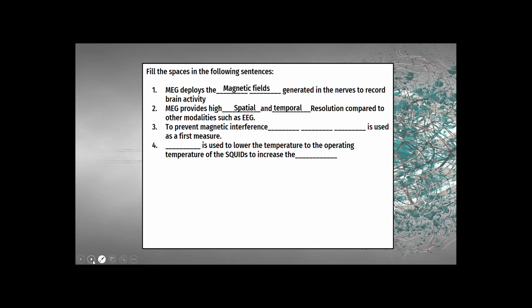To prevent magnetic interference, blank is used as a first measure. Now we said that to prevent the interference from the magnetic fields that naturally exist in the environment, we first place the magnetoencephalography in a magnetically shielded room. So to prevent magnetic interference, magnetically shielded room is used as a first measure.